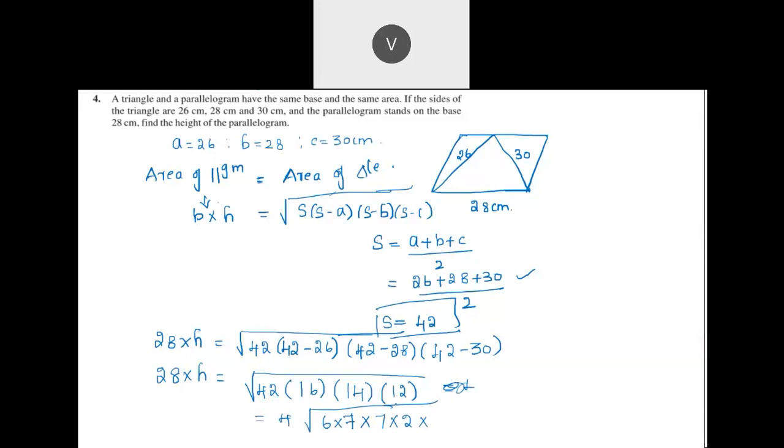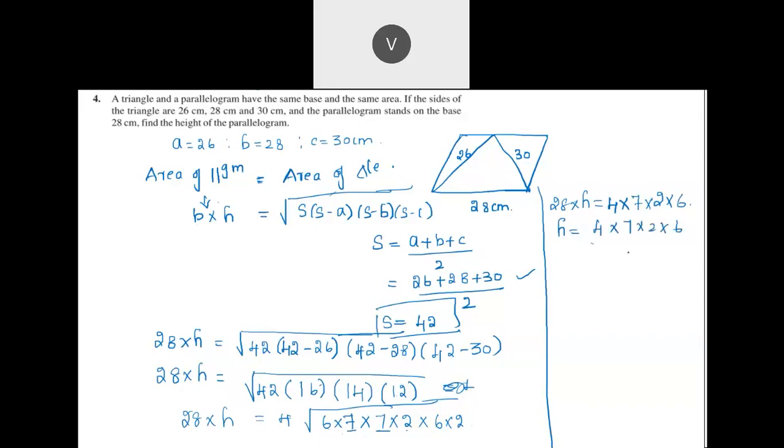Better, we will write this 12 as 6 into 2. So 28 into h is equal to 4 times this. So 7 into 7 is 49. What is the square root of 49? 7. And next 2 into 2 is 4, square root of 4 is 2. And then 6 into 6 is 36, square root of 36 is 6. So from this, h is equal to 4 into 7 into 2 into 6 by 28.